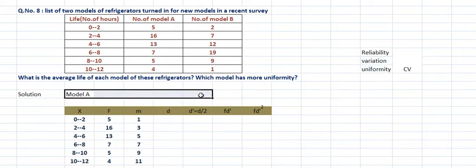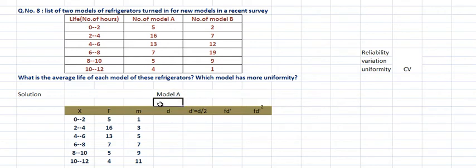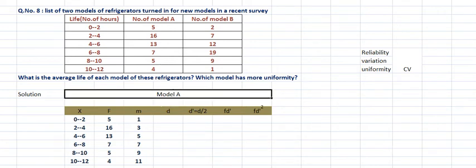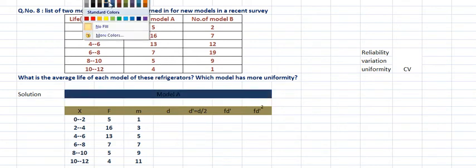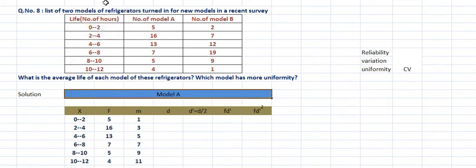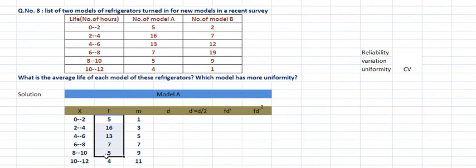First I will take only model 1. Once model 1 is over, then we will go for model 2. So this was the answer of model 1. For model 1, I have taken all the classes here, and the model A frequency is here. Now the midpoint, how to find the midpoint? 0 plus 2 divided by 2 is 1, 2 plus 4, 6 divided by 2 is 3, like that. There is a difference of 2 in between. You increase by 2 from first to last.